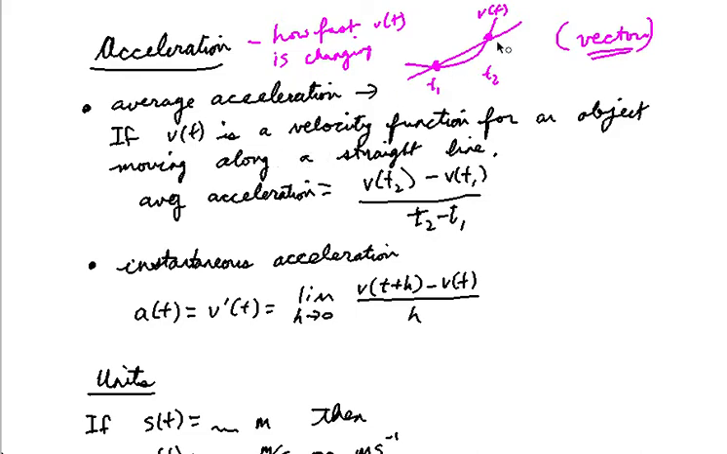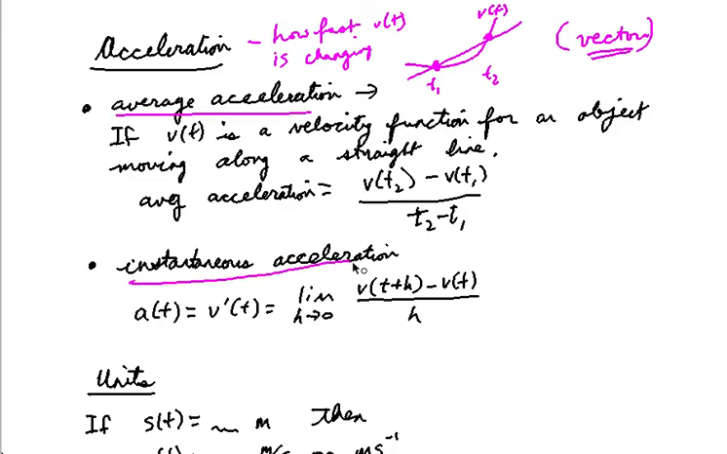So just like we did with the previous, when we went from s of t to v of t, when we go from v of t to a of t, the average acceleration is the change in velocity over the change in time. So that's average acceleration.